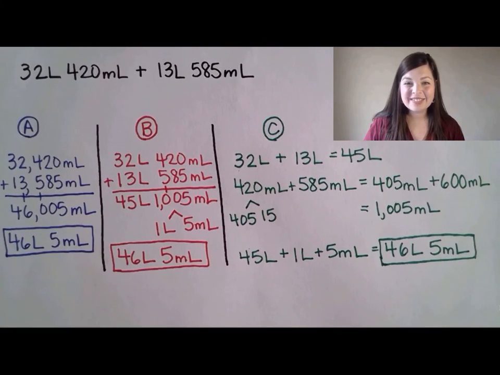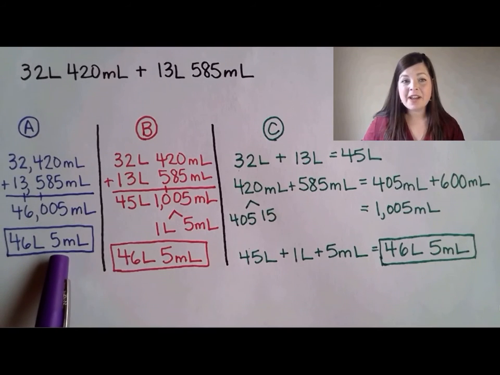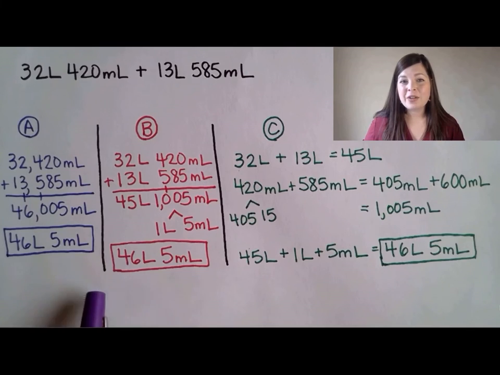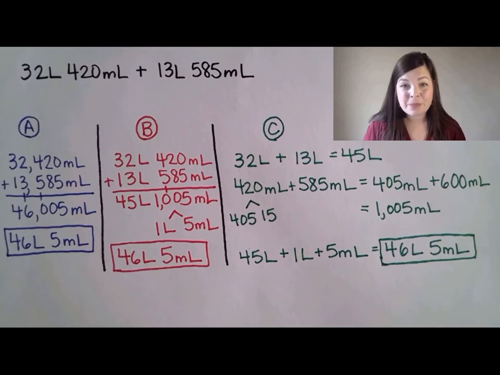Welcome back. Hopefully you found the sum was 46 liters, 5 milliliters, or if you solved in milliliters, 46,005 milliliters. Now here are 3 different ways that you could have solved the problem, though these are not the only correct ways that you could have solved it. Does one of them look similar to how you thought about it?